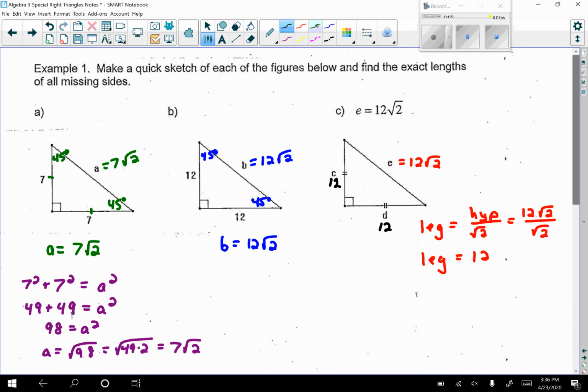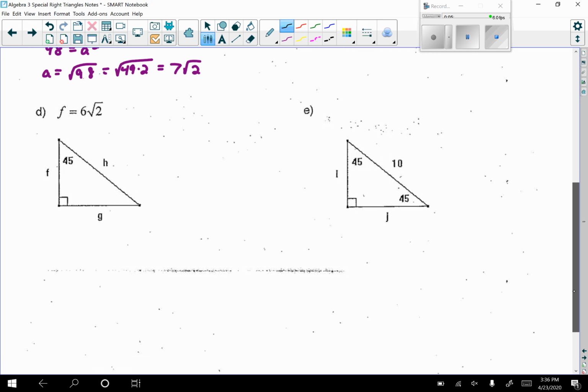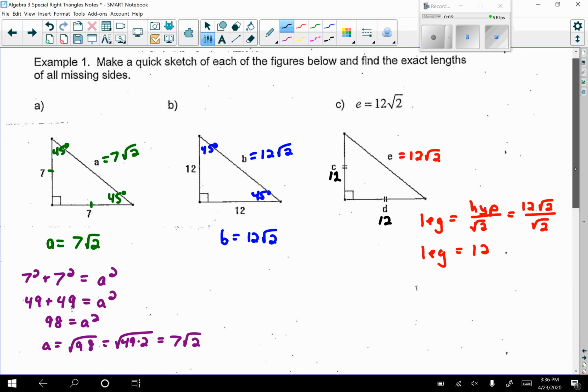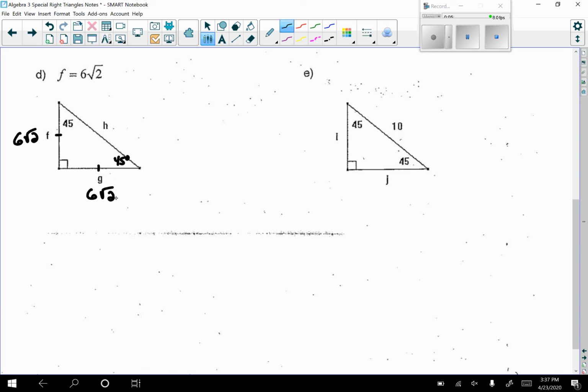All right, now for D, we're given a leg here of F. F is 6 radical 2. I'm going to write this in. And because notice here, there's no marking, so notice that the angle measure was given to us. So this does make it a 45, 45, 90, telling us our two legs are congruent. So G is also 6 radical 2.